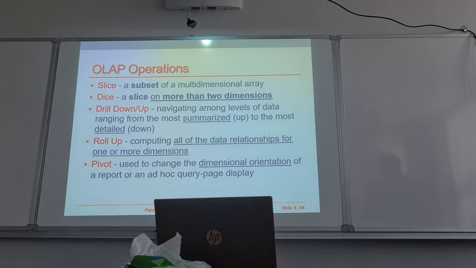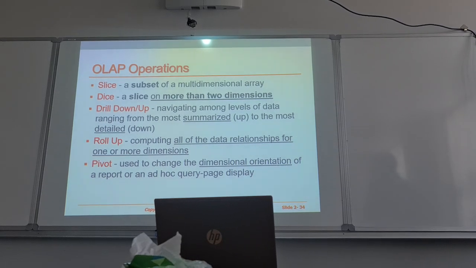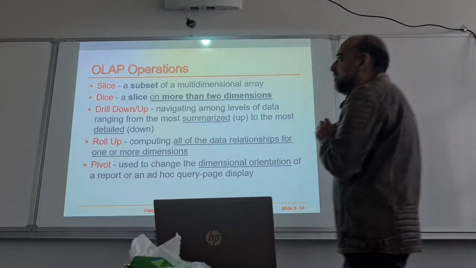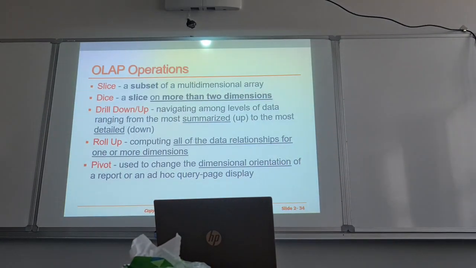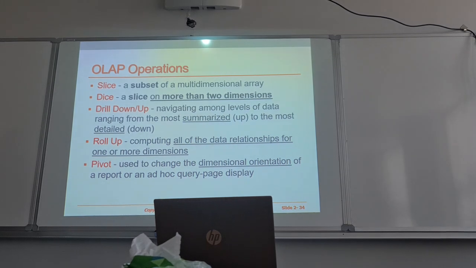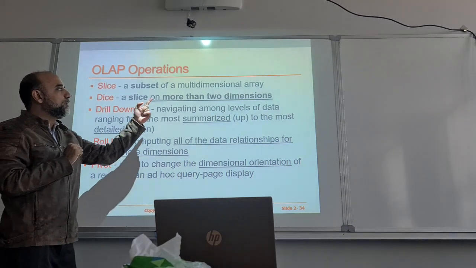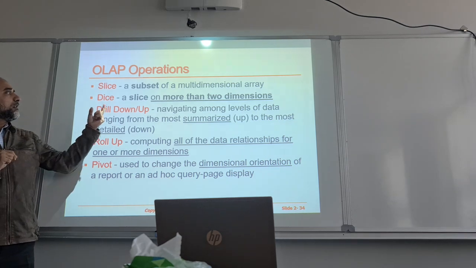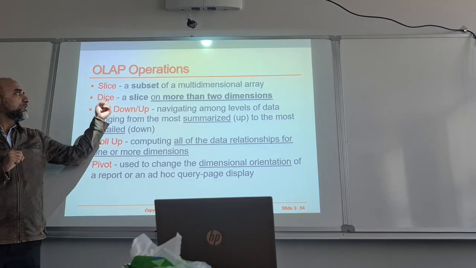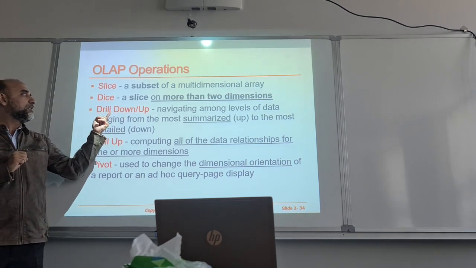So to extract certain information, we might want to take what is called a slice out, right? Like a bread, you take a slice out, or you might want to take a dice out, not a slice out. I'm going to show you on the next screen what each one means. A slice is a subset of a multidimensional array on a single dimension, most likely. Dice is more than two dimensions.